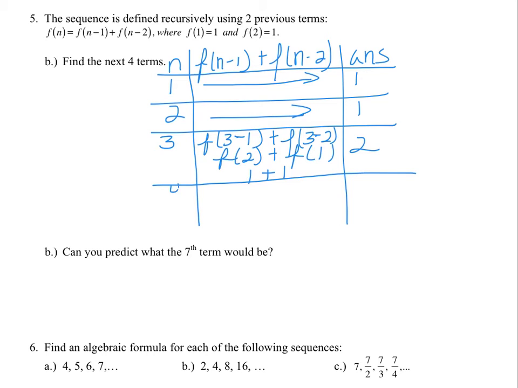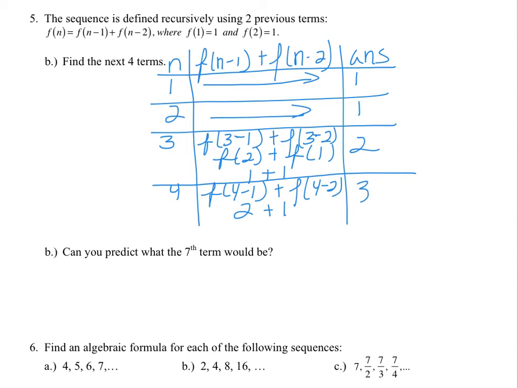So now let's go to the fourth term. F sub 4 minus 1 plus f sub 4 minus 2. Well, f sub 4 minus 1 is f sub 3, or f of 3, so that would be 2, plus f of 4 minus 2 would be f of 2, which is 1.